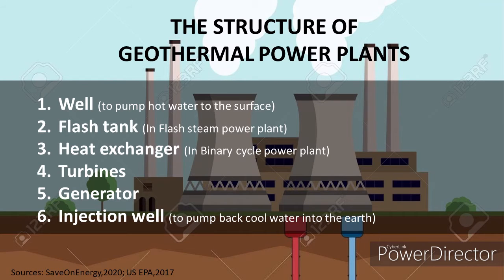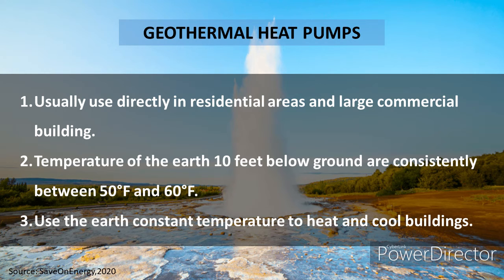There are 6 structures in a geothermal power plant. They include a well, to pump hot water to the surface; a flash tank, usually in a flash steam power plant; a heat exchanger, in a binary cycle power plant; turbines; a generator; and an injection well, which is used to pump cool water back into the earth. Geothermal heat pumps are usually used directly in residential areas and large commercial buildings.